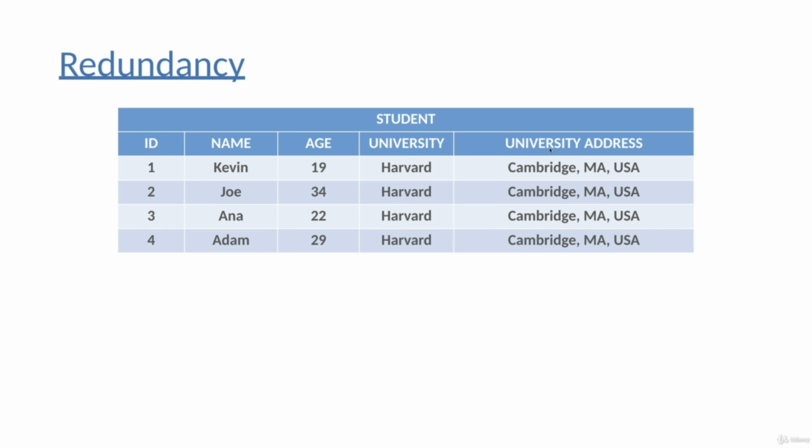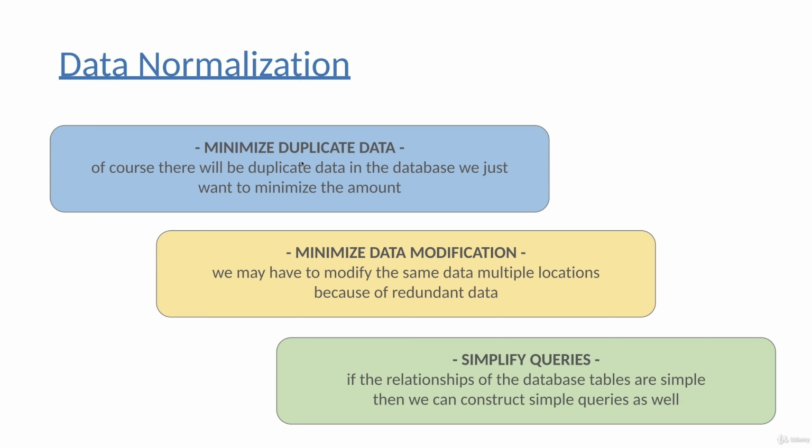For example, if the address of the university has changed, then what do we have to do? We have to consider every single item in the database and change the address if necessary. Or what if the name of the university changes? Again, we have to consider every single row on a one-by-one basis and update the name of the university if necessary. So this is what we have been talking about, that we would like to minimize data modification.